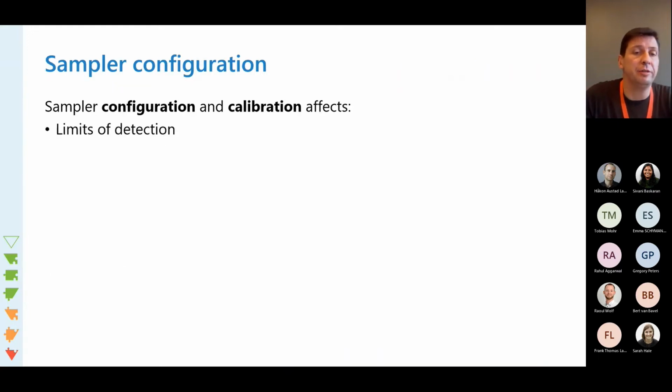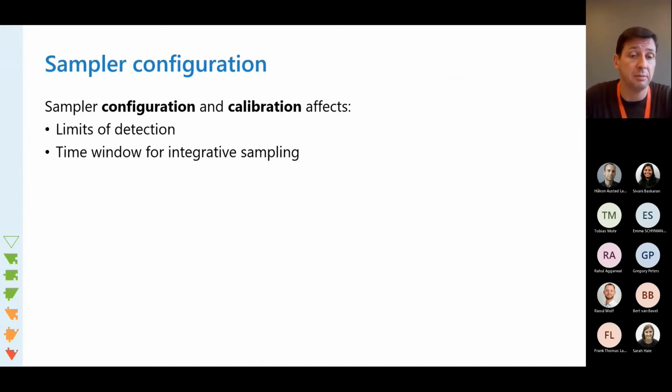So in terms of sampler configuration, the configuration will have an impact on the limits of detection, whether it's the surface area, or also in some cases the amount of receiving phase. It's going to also impact the time window for integrative sampling. And if we want to be able to have good limits of detection, we might need to actually deploy samplers for quite a period of time.